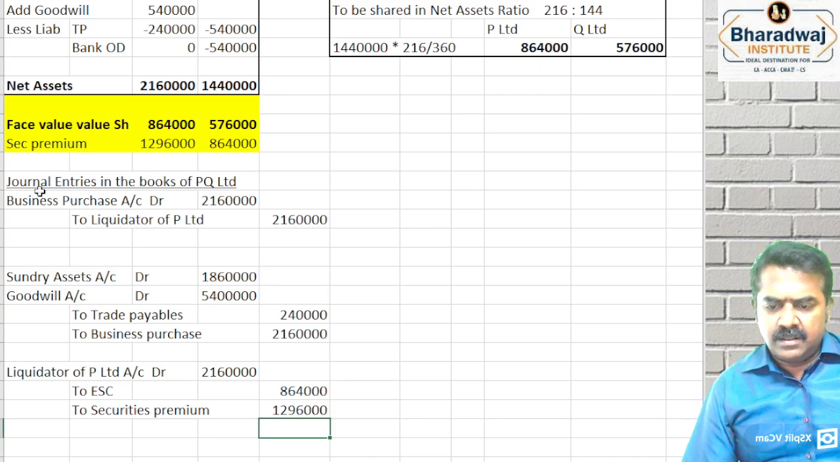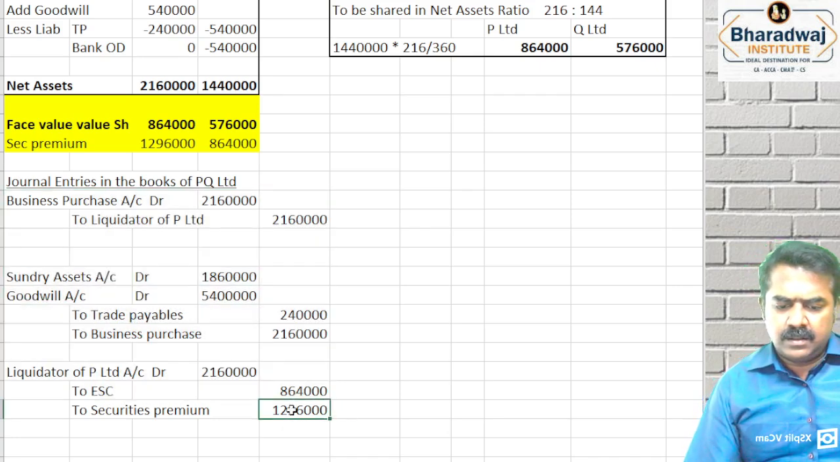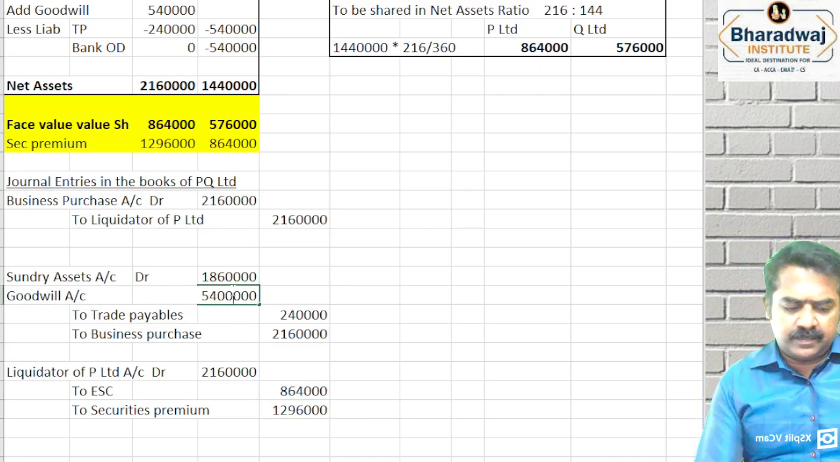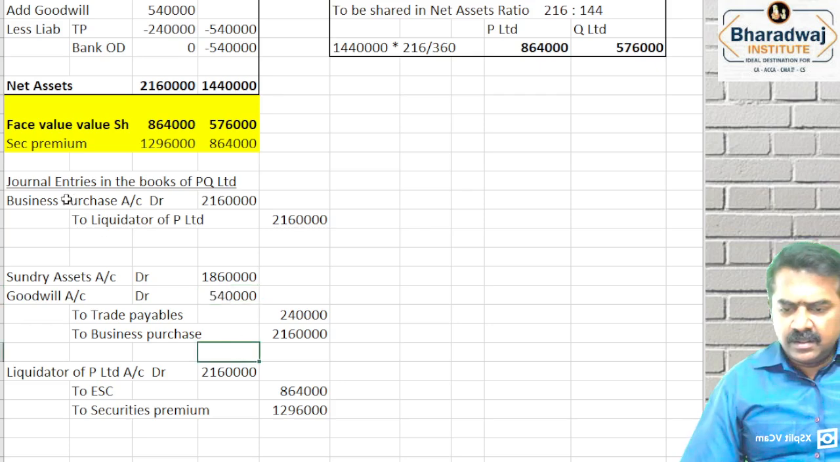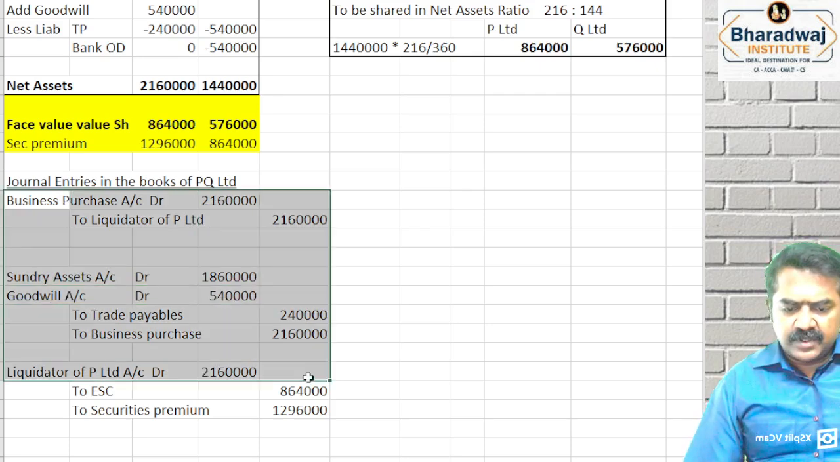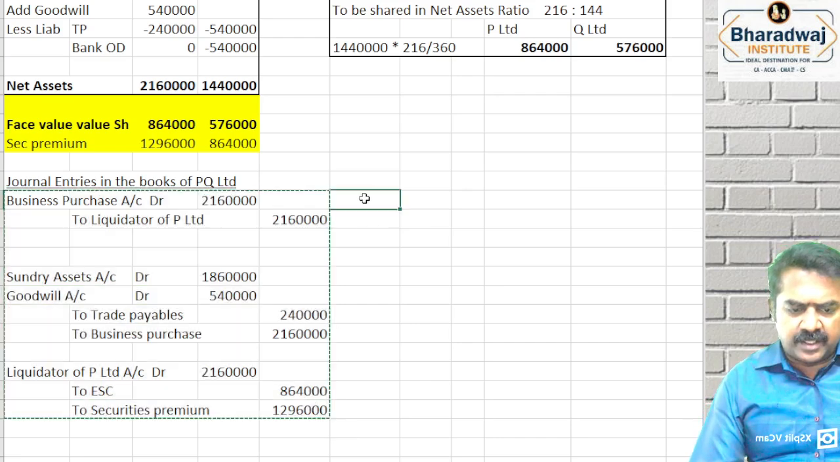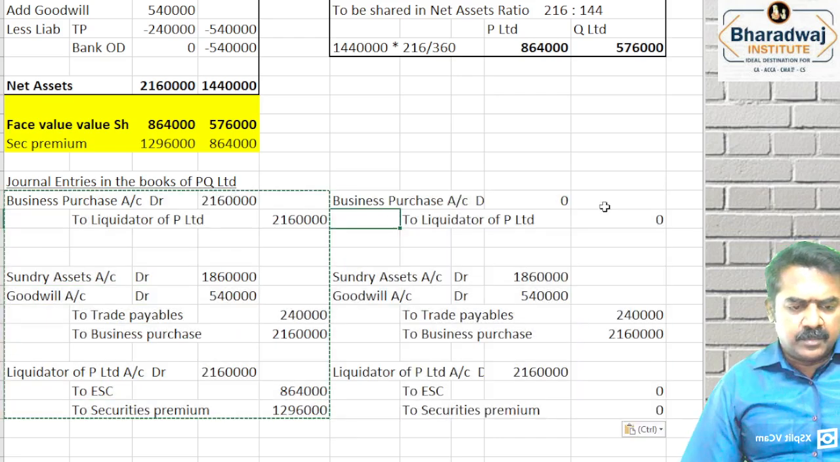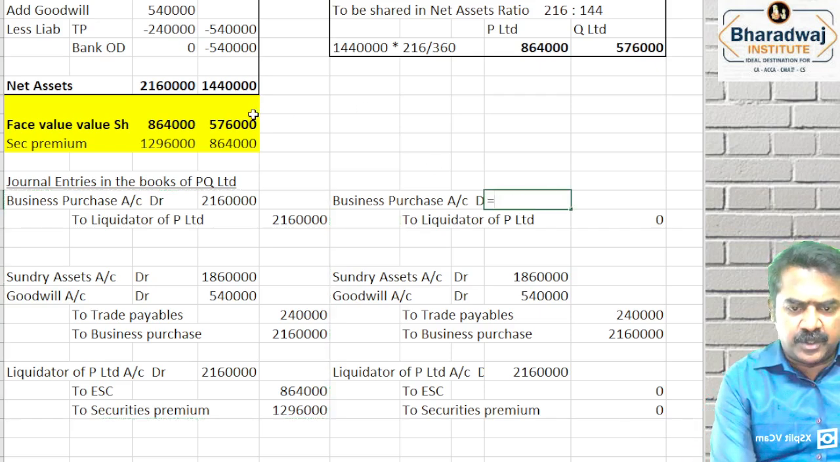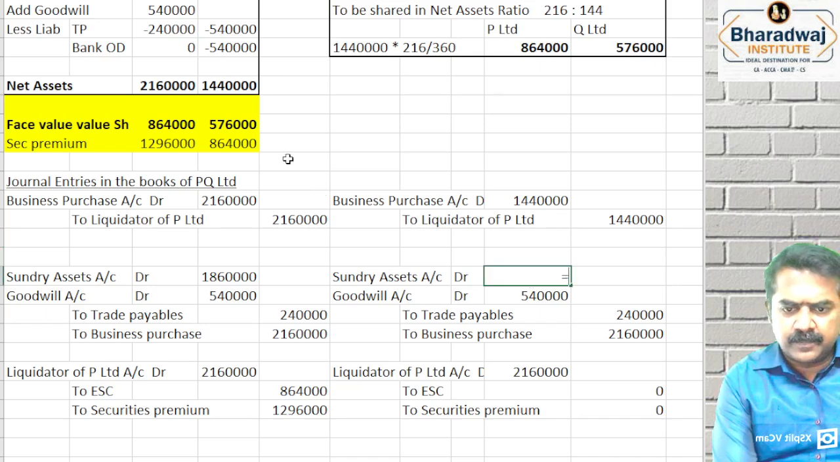Then 5,40,000. This is for taking over which company? P Limited. 3 more entries we have to pass for taking over Q Limited. Business purchase account debit to liquidator of Q Limited, how much? 14,40,000. Sundry assets account debit, how much? 14,40,000. No goodwill.